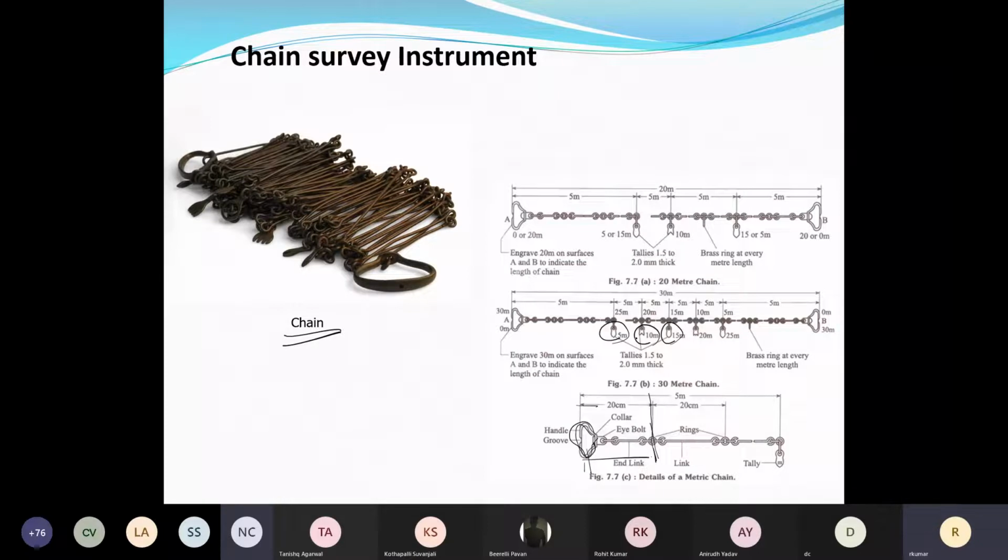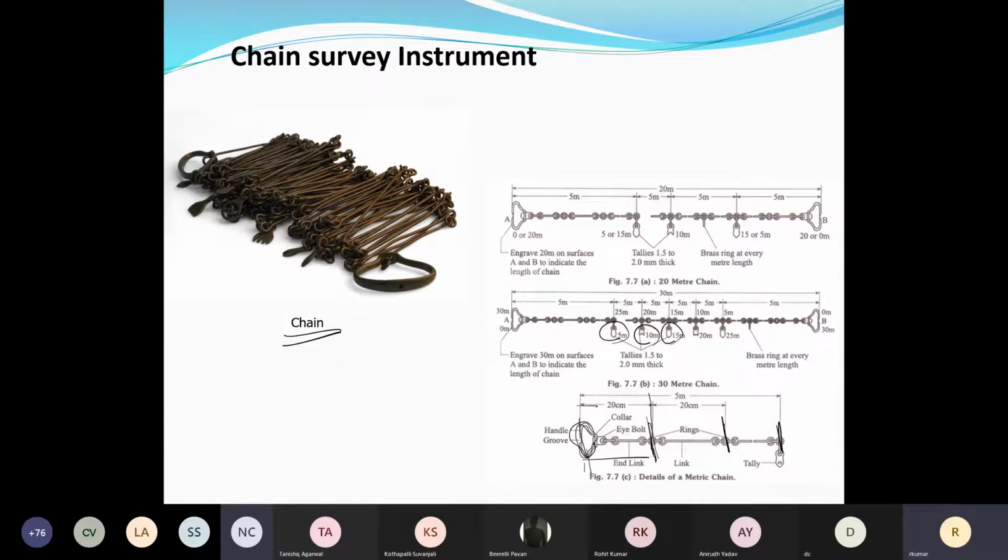So if we measure the links, this is one link, 20 centimeters, and again 20, again 20. So 5 links of 20 centimeters will make 1 meter. This way we measure the linear length. It's very easy. This is called the chain.